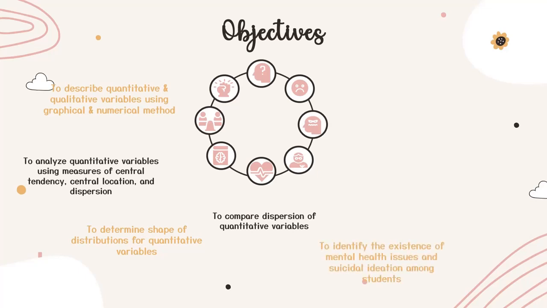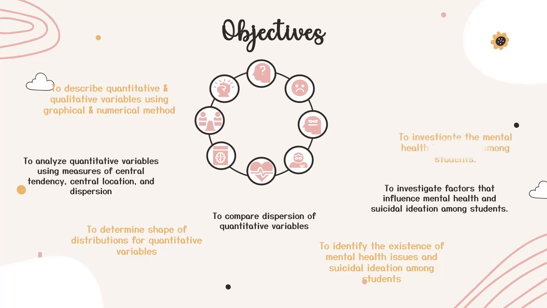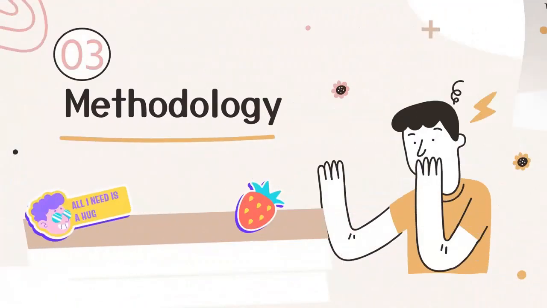Fifth, to identify the existence of mental health issues and suicidal ideation among students. Sixth, to investigate factors that influence mental health and suicidal ideation among students. Seventh, to investigate the mental health knowledge among students. And lastly, to identify the supportive level received by students regarding their mental health.